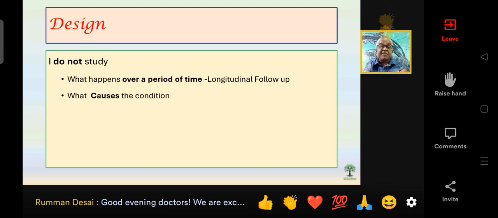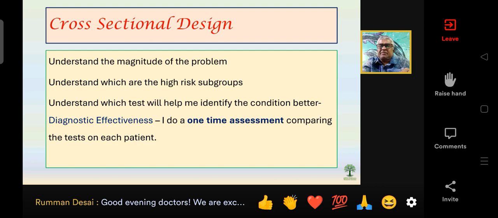We are also not looking to see what causes this condition. We're just looking at the magnitude. How many people have this? And which groups are more likely to have this? So what is associated with this condition? And that is a cross-sectional design.